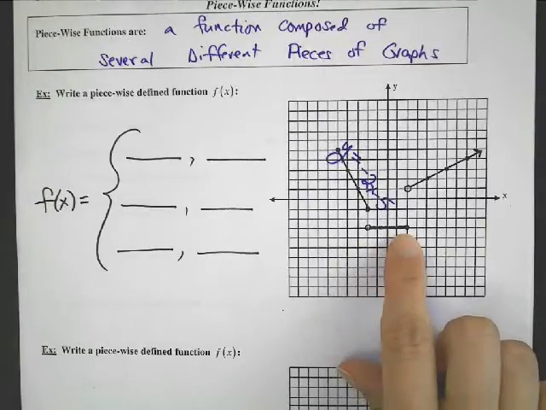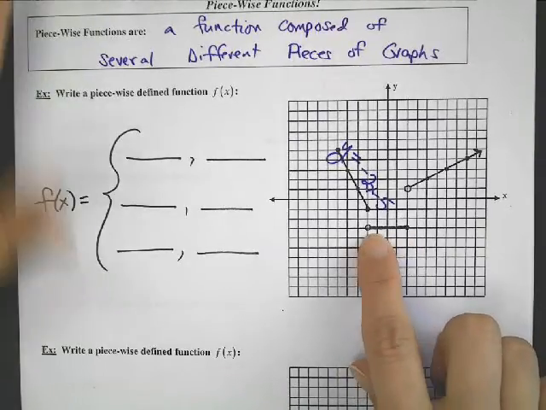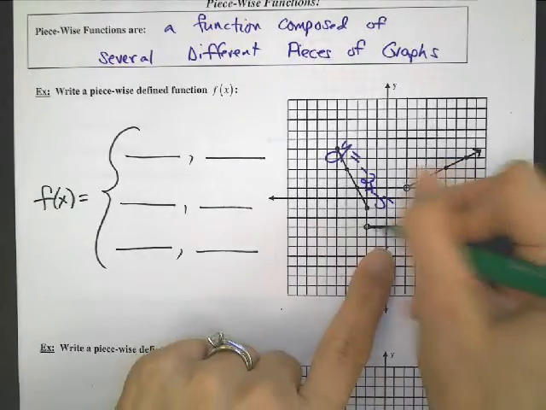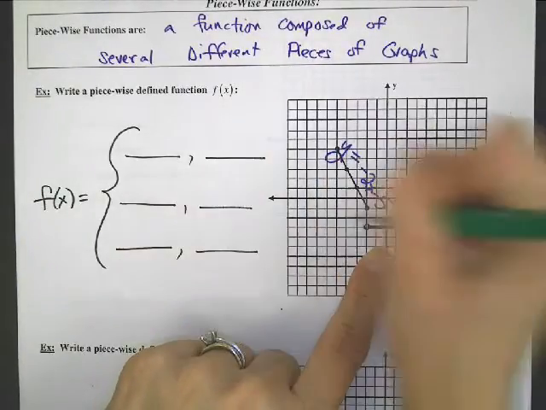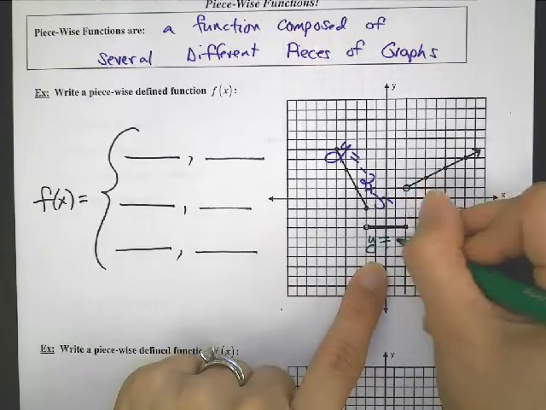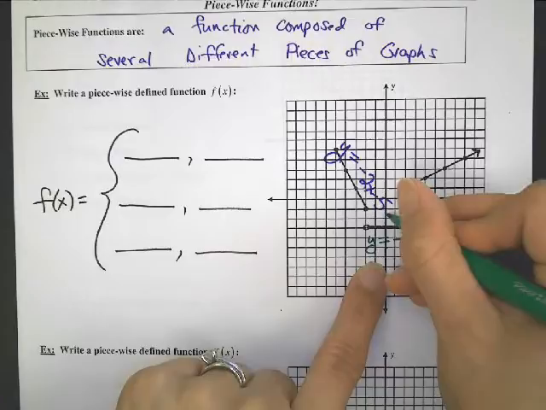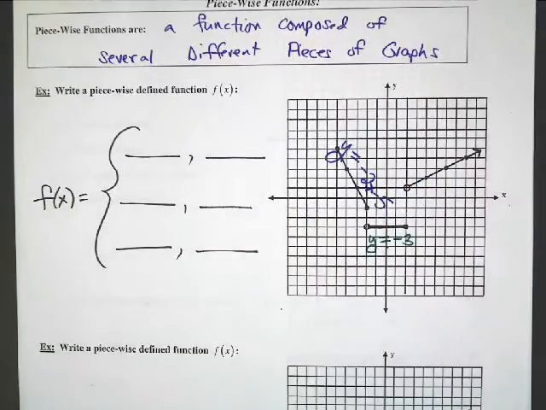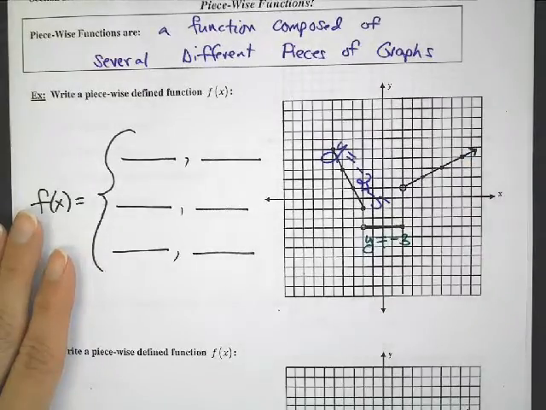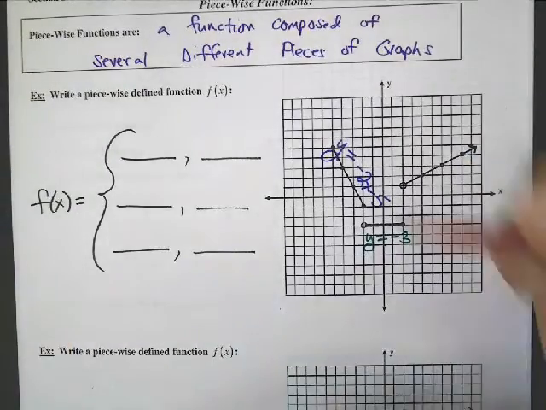Okay, take a look at this piece right here. This piece is horizontal. That's a horizontal line. This line, if the whole thing was drawn, would be y equals negative 3. 1, 2, 3. And how about this? This is also a line, an uphill line. So this is going to be y equals.